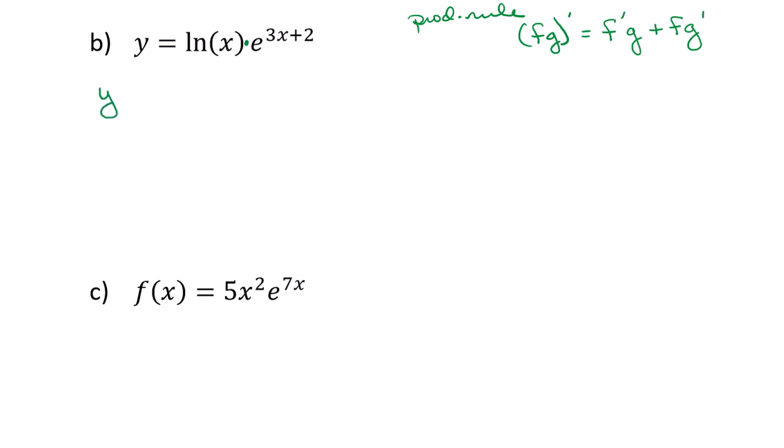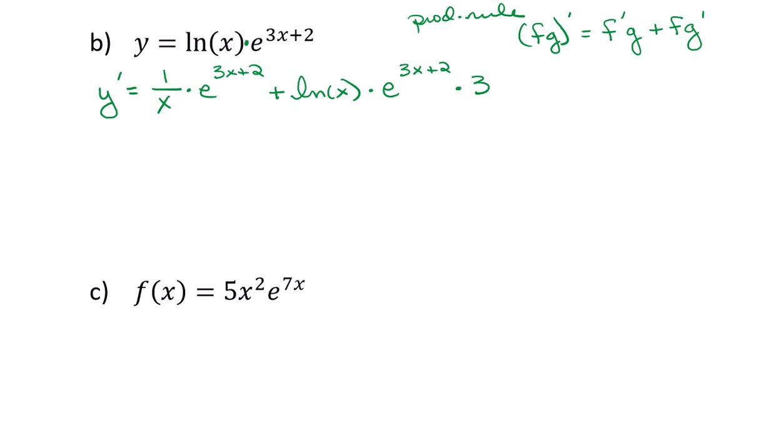So to find y prime, we would take the derivative of the natural log of x, if you recall, is 1 over the argument x, times the second function as it is, e to the 3x plus 2, plus, now we leave the first function by itself, natural log of x, times the derivative of the second function. Well, again, it's e to an exponent, so the derivative would be itself, leaving the exponent the same, times the derivative of the exponent, which is 3.